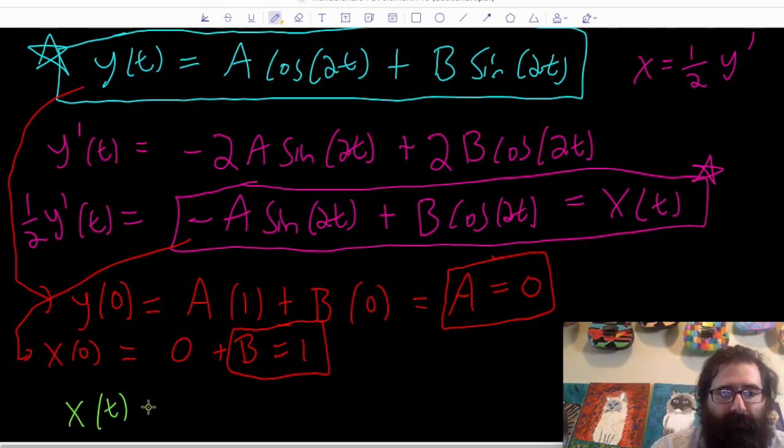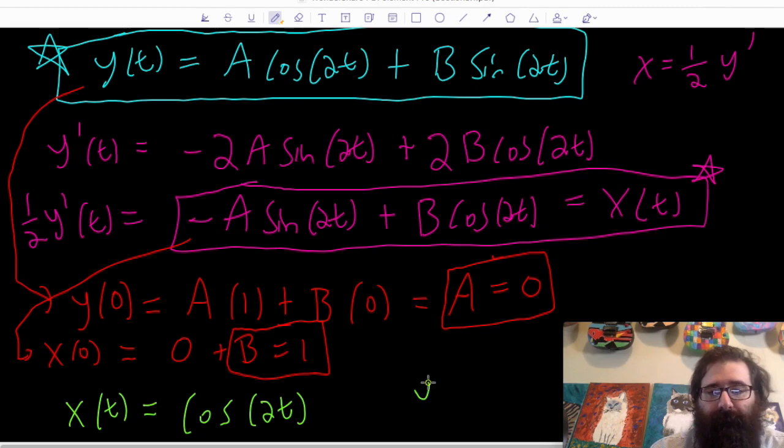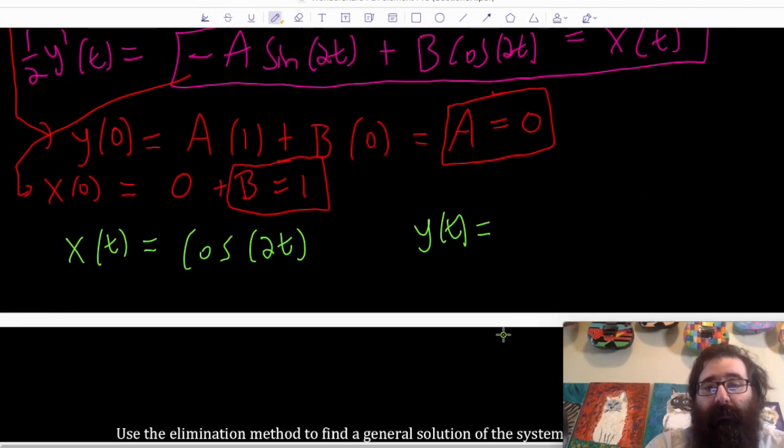X at t. Now, lucky for me, because I'm running short on space, a is 0. If a is 0, this entire first term is going to get killed off, and I'm left with this b cosine 2t, but since b is 1, that's 1 cosine 2t, or just cosine 2t. And for y at t, remember a is 0, so that entire first term gets killed off, and b is just 1, so that's sine 2t.